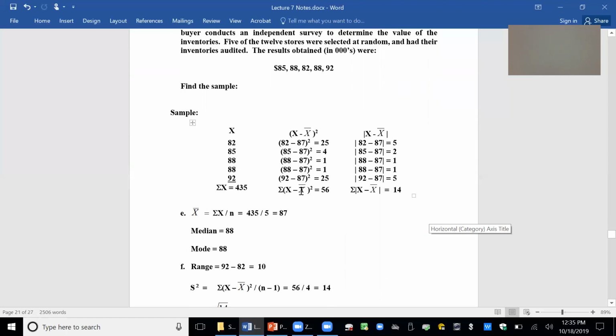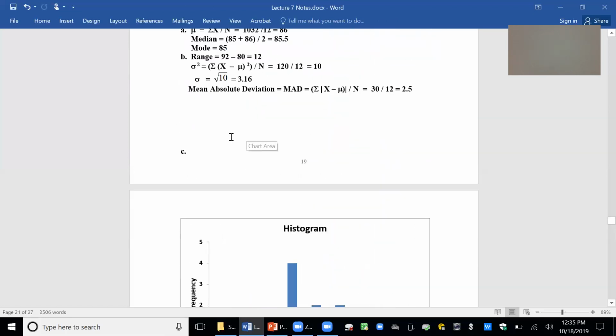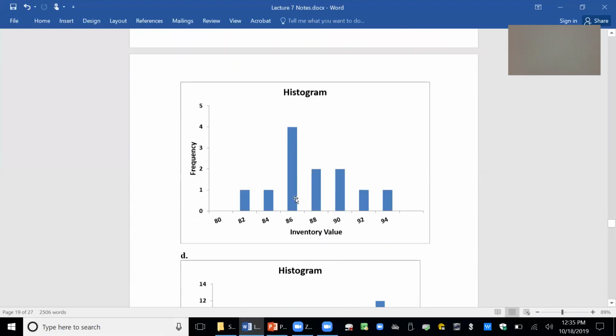Sort the data, do the exact same stuff. What's the mode of the sample? Most often seen value is 88. What is the median? Since we have an odd number, 1, 2, 3, 4, 5, it's going to cut right through the middle one when we fold it, 88. Add them up, divide by 5, we get 87. Is the 87, the x-bar, exactly equal to what we saw for the mu? No, not quite. But it should be close.